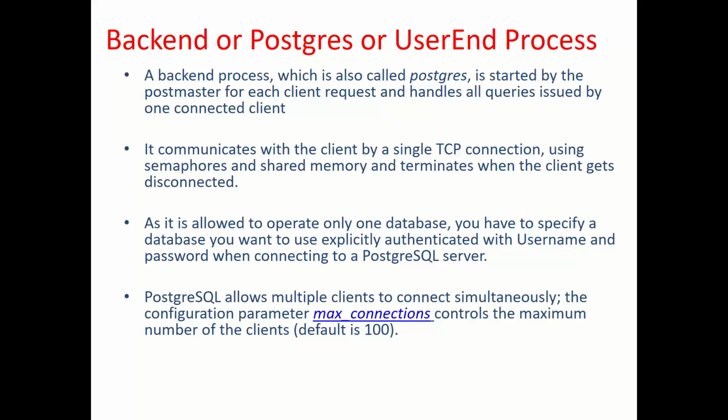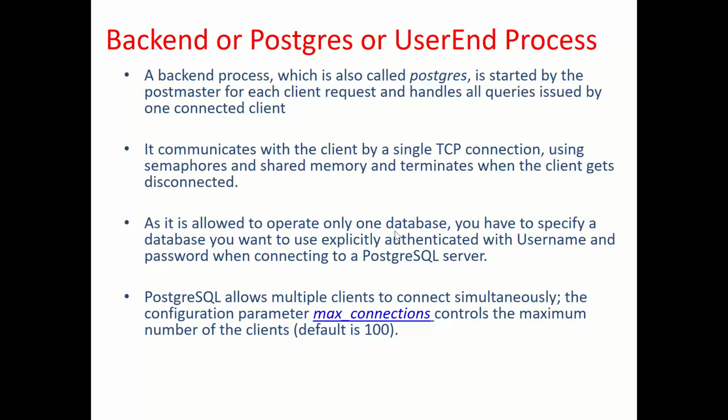Then you provide the port number and you provide the data directory. So the backend process, which is also called a PostgreSQL process, is started by the Postmaster. I'm just going through the same thing: for each client request it handles all queries issued by one client. It communicates with the client by a single TCP connection using semaphores and shared memory and terminates when the client gets disconnected. So this is making a connection to the client with TCP, and it is started by the Postmaster process.